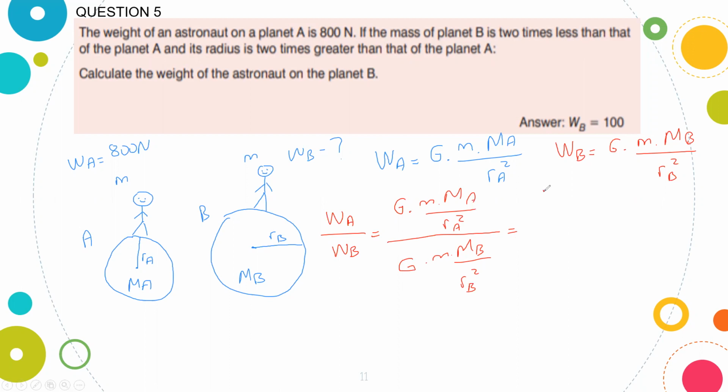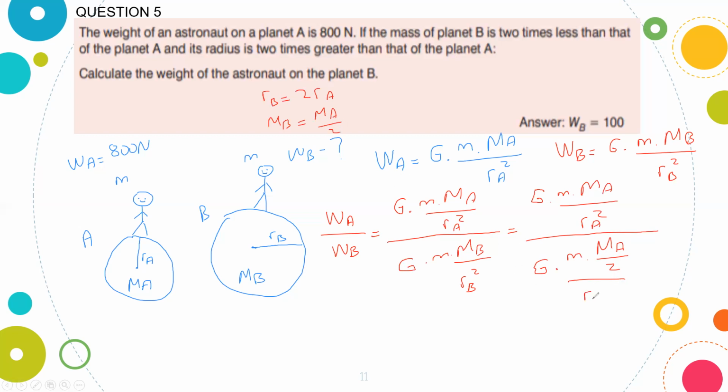Let's write one more time. G times M A over R A squared over G is still the same. Just write it again, and M is fine. Now we are writing M A over 2. Why? Because less mass, 2 times less. What about R B? They said 2 times greater than R A. So you can write, if you want here, R B equals 2 R A, and then M B equals M A over 2.